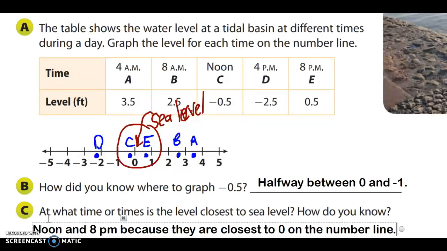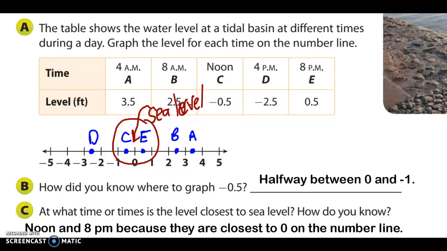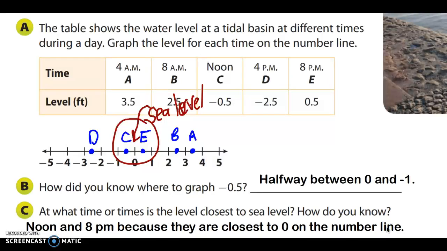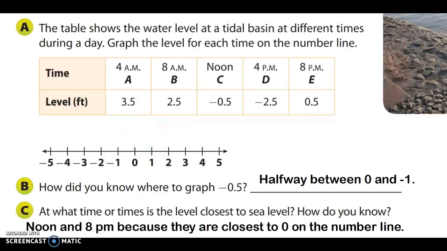That's how I got my answer. I looked at what was closest to 0 on the number line. So I'm wiggling the answer here to make sure you can see it. I chose those 2 times, those 2 points on the number line, because they're closest to 0 on the number line. All right, let's move on to the bottom of the page. Let's clear the annotations and the text.